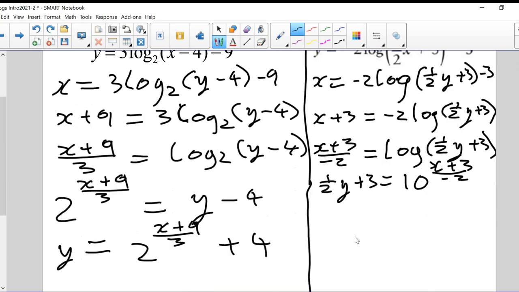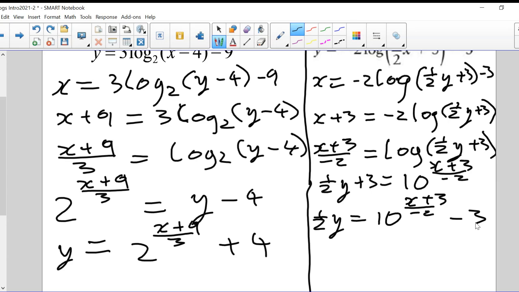Okay, so I think everybody is okay with this now. Should we move the minus from the minus 2? Yeah, we'll do that in a minute, Jeremy. So I'm going to subtract 3 from the two sides. So 1/2 y is equal to 10 to the power of x plus 3 divided by minus 2, and then minus 3 to that. And then how do I get rid of that half now?